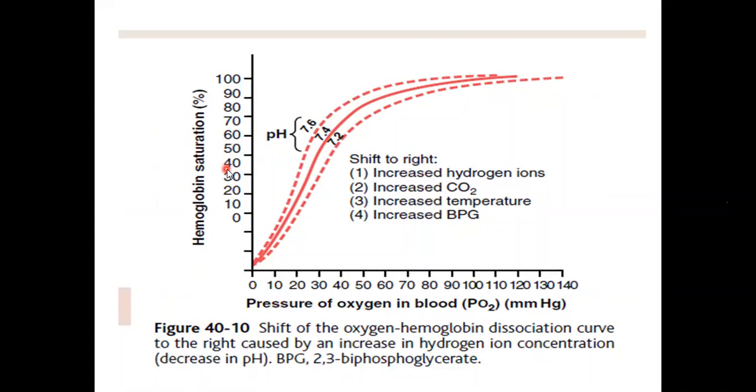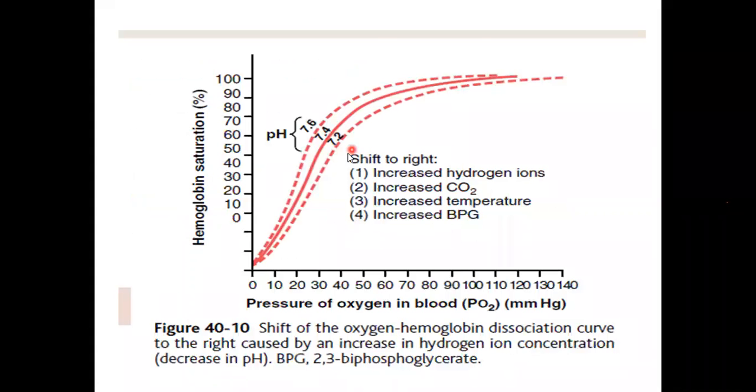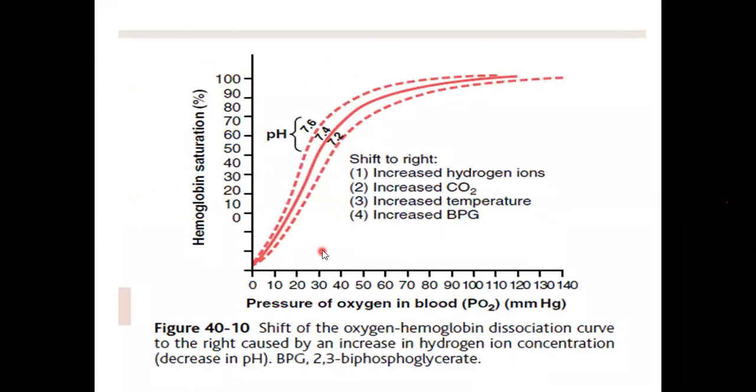Now another important factor is the Bohr effect. The Bohr effect means the effect of partial pressure of carbon dioxide and hydrogen ions on the affinity of the hemoglobin. It explains how the pressure of carbon dioxide and the hydrogen ion concentration will impact the oxygenation of the hemoglobin, and this impact on oxygen affinity of hemoglobin is known as the Bohr effect.